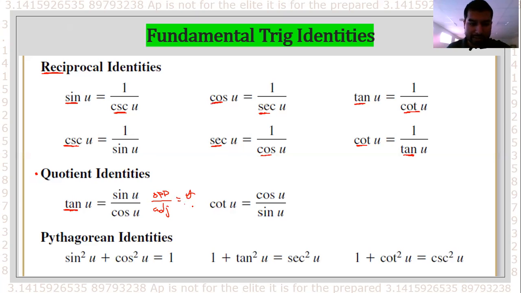Y over x's, because my adjacent is normally the horizontal. So that refers to my y's are my sines. And what do you associate x's with? The adjacent side, the cosine side, right? So this is tangent. Whenever you see tangent, always try to change it to a sine over a cosine.